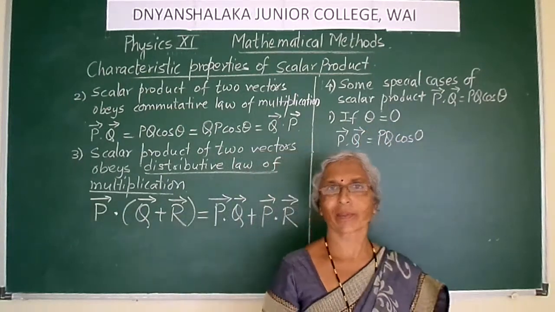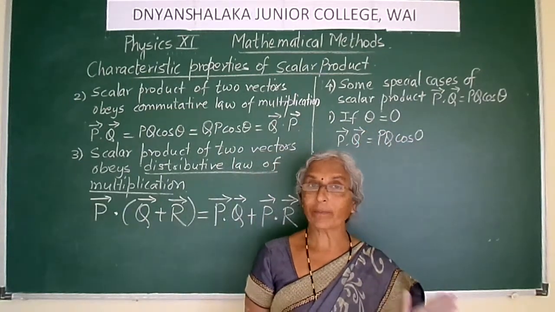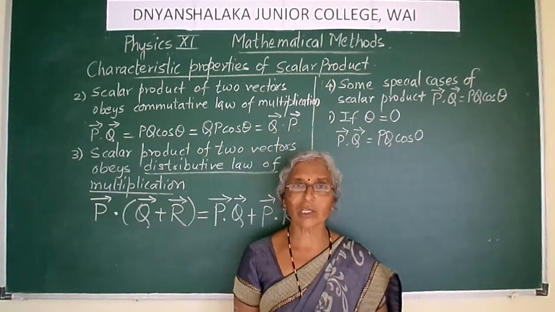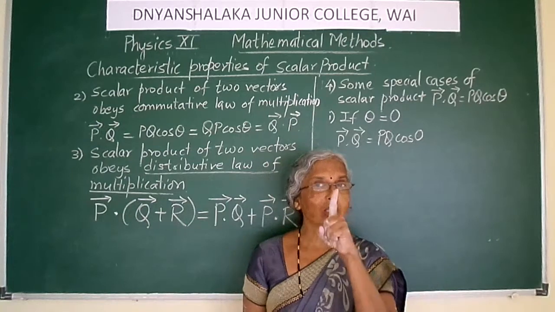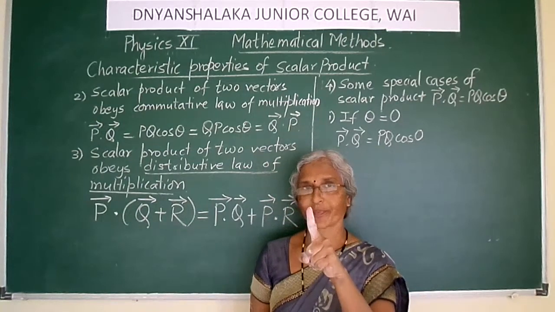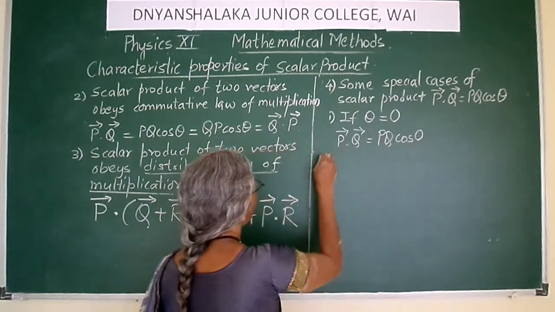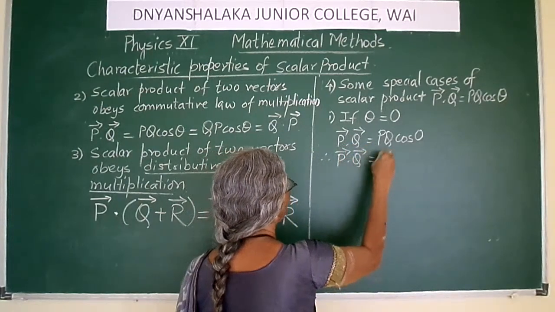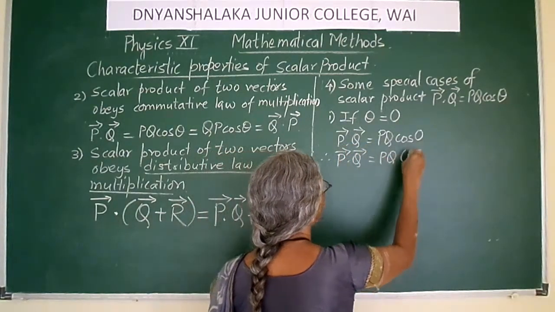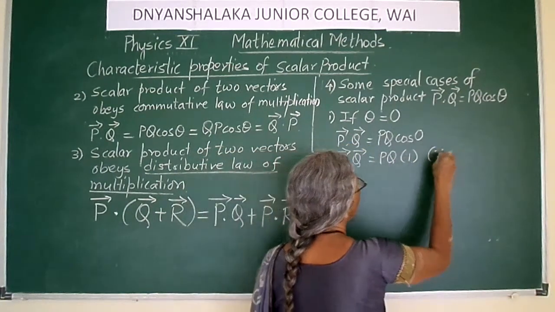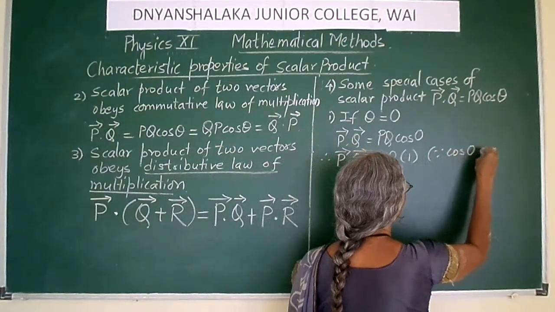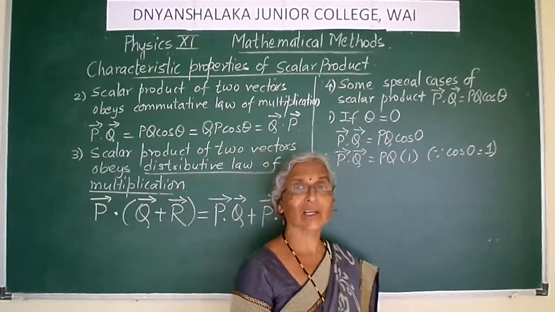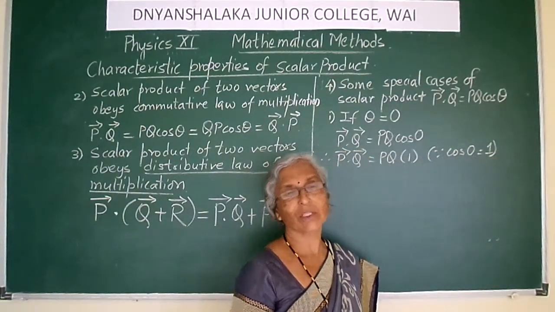Isn't it? Okay? Now you have studied trigonometry. You know what is cos 0 equals to? Cos 0 is equal to 1. Okay? So what do I get? Vector p dot vector q is equal to pq into 1. Why? Because cos of 0 is always equal to 1. Cos of 90 is equal to 0. But cos of 0 is equal to 1.